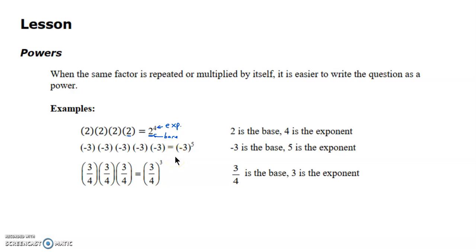We can also show exponents to fractions. 3/4 times 3/4 times 3/4 is the same as 3/4 cubed, or 3/4 to the power of 3, where 3/4, the entire thing, is the base, and 3 is the exponent. So using brackets here is really handy because it doesn't just mean 3 to the power of 3, it means (3/4) to the power of 3.